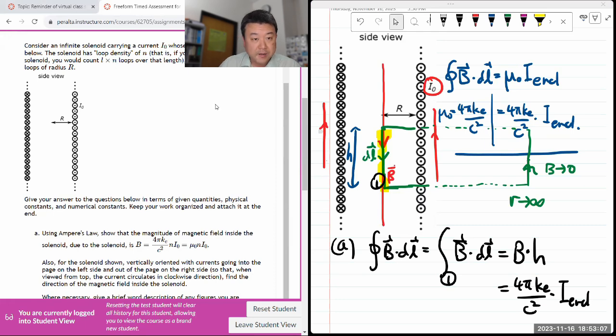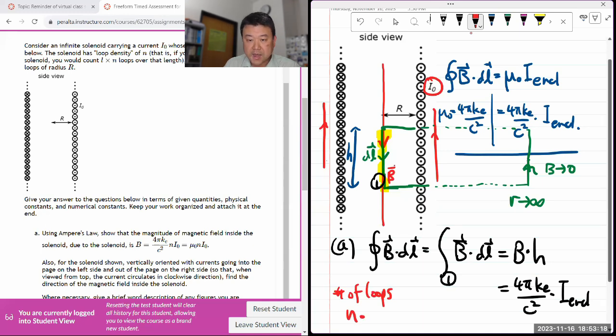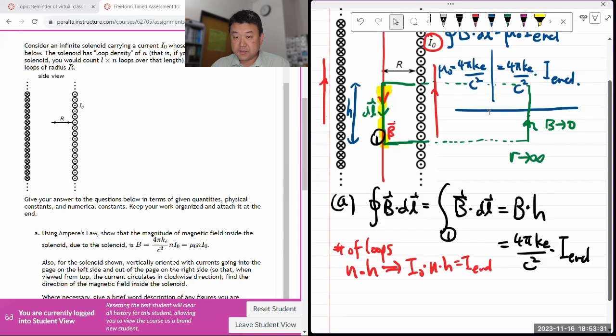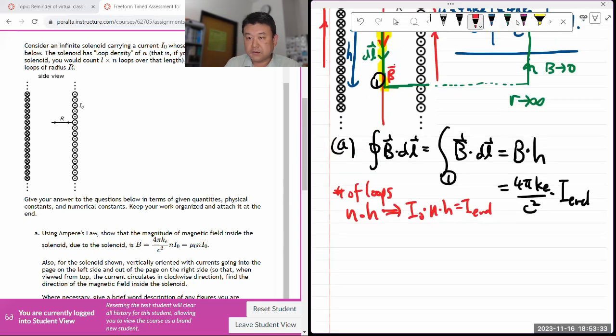So if I'm counting the number of loops, the number of loops would be the density times the height, h here. That's going to be the number of loops. So I naught times nh will give me the enclosed current. So with that, I can write this equation out.